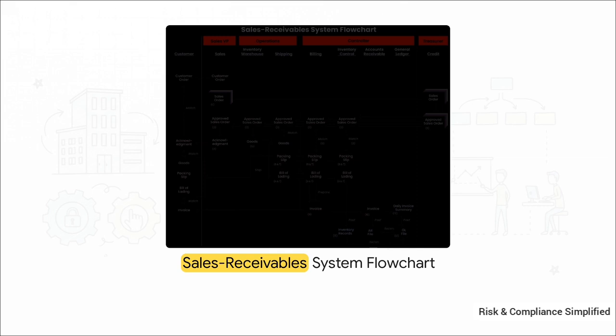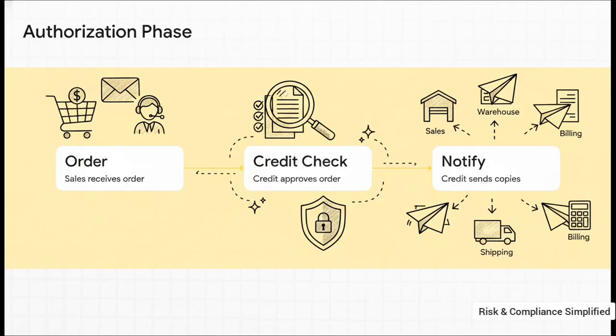Just take a look at this flowchart. Every single column here represents a completely separate department: sales, credit, inventory, warehouse, shipping, billing, and so on. This super complex web of separate departments working together securely, this is exactly how massive organizations build those invisible fences we talked about earlier. Let's walk through those initial steps of a sale.